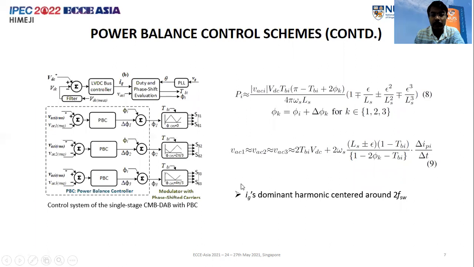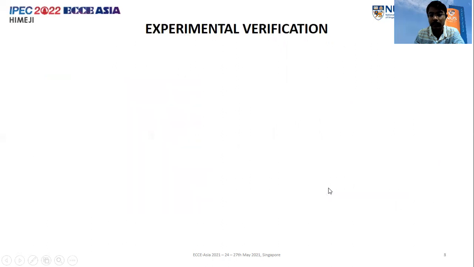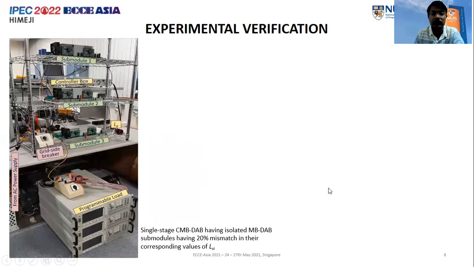And the dominant harmonic evaluation is quite straightforward, because from each submodule there will be dominant harmonics centered around double the switching frequency, and they'll just get added up in the grid current. And so the grid current's dominant harmonic would be centered around twice the switching frequency.